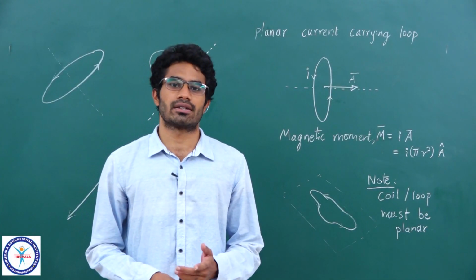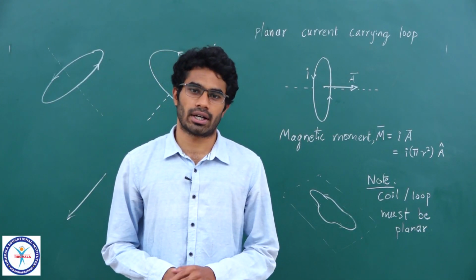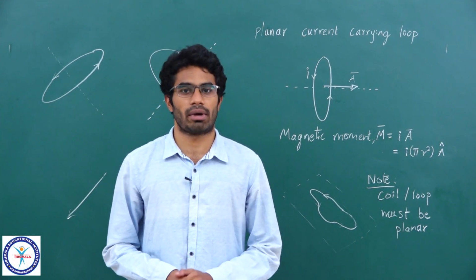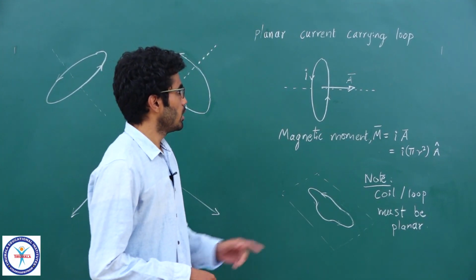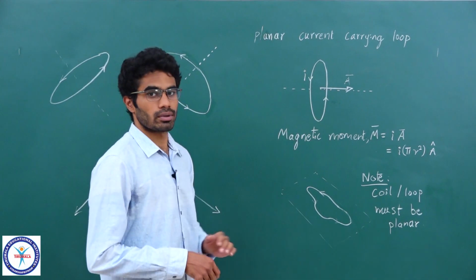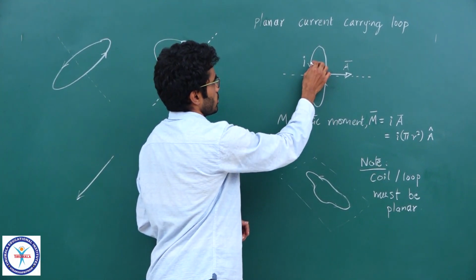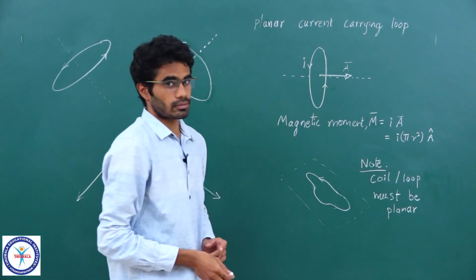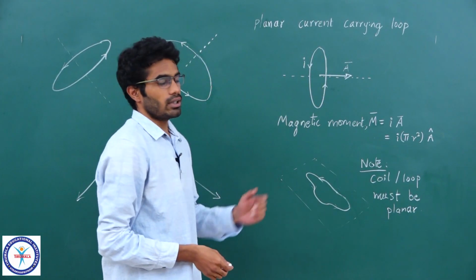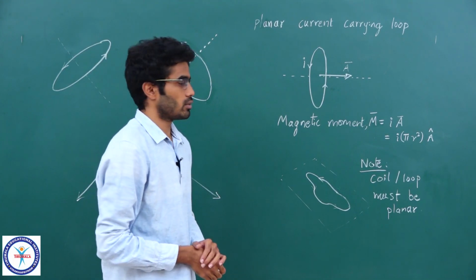Hello students, let us recall the behavior of a current carrying loop when placed in an external magnetic field. Here I am showing a current carrying loop. The current sense is shown with these arrows. Now, what will be the magnetic moment for such a coil?